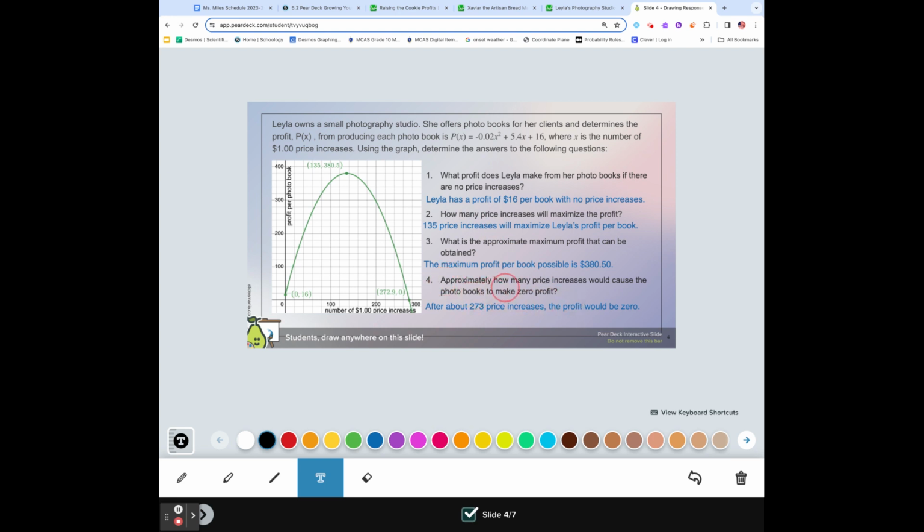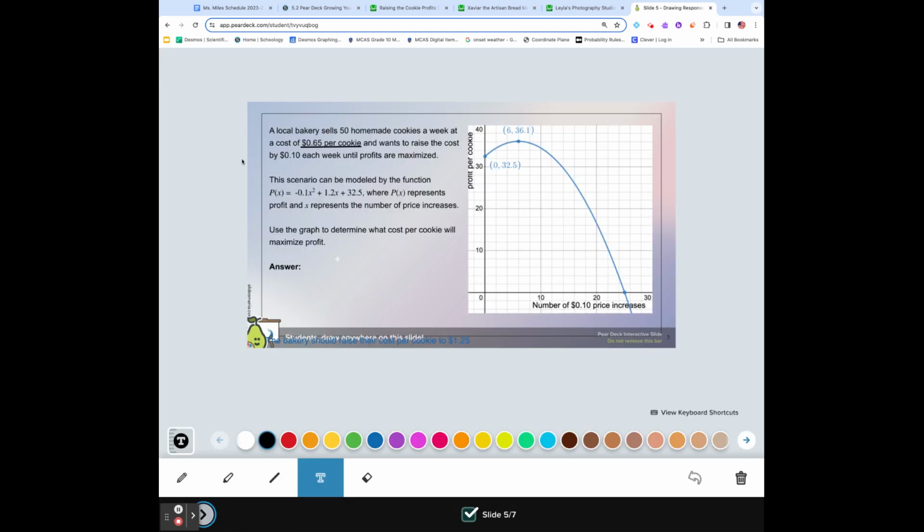And approximately how many price increases would cause the photo books to make zero profit? If she keeps increasing the price per book, eventually she's not going to make any profit because she's going to lose customers. That's 272.9 price increases, which is about 273 price increases. So very important that we keep looking at the context and looking at the graph and the axes.